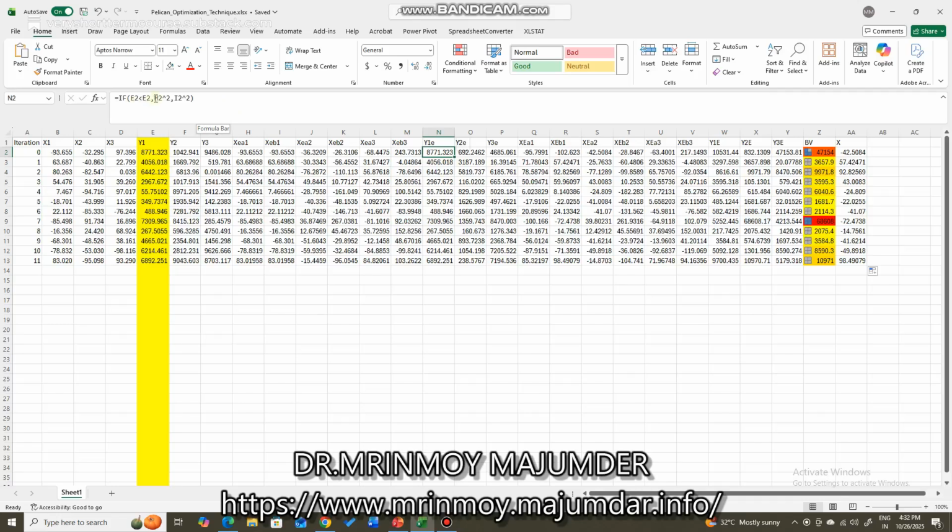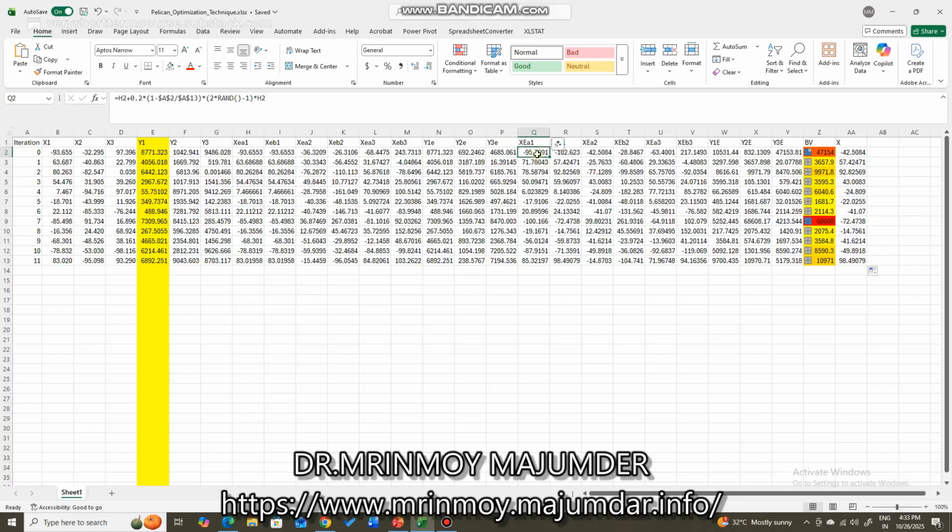If e2 is greater than e2, then first equation, if not, second equation. That means the first equation value is stored here, so h2, and the second equation value is stored here, so i2. Clear? Similarly j2, k2, l2, m2. y1 is the y of agent 1, y2 is agent 2, y3 is agent 3, and these are all for exploration.